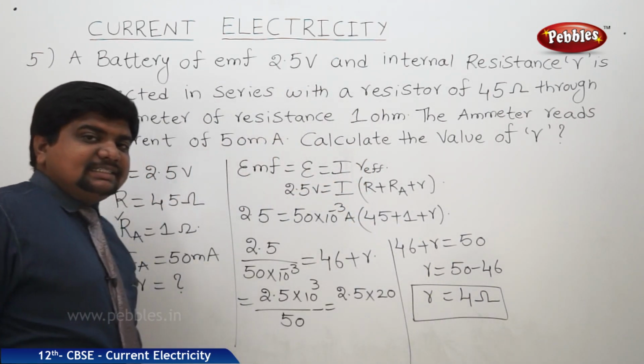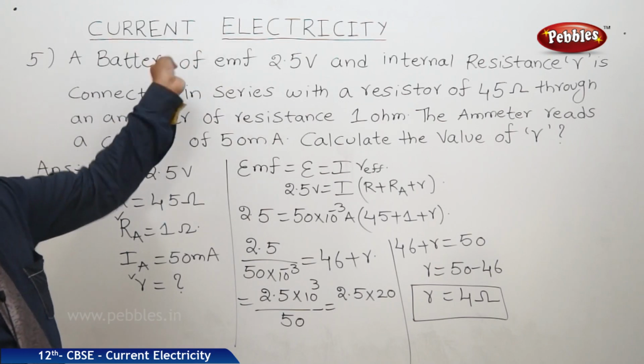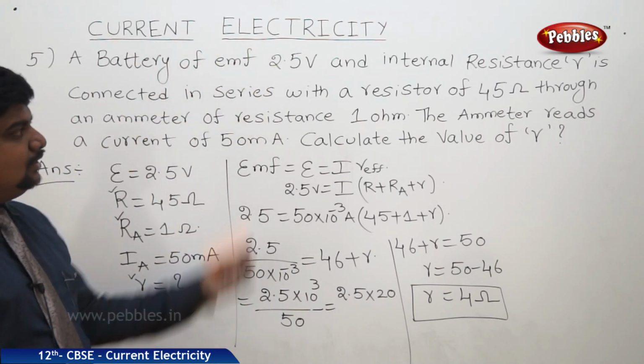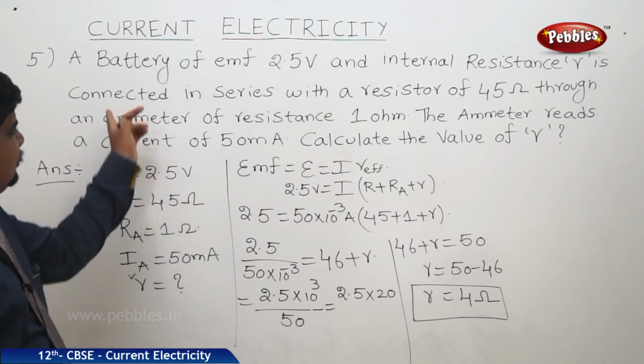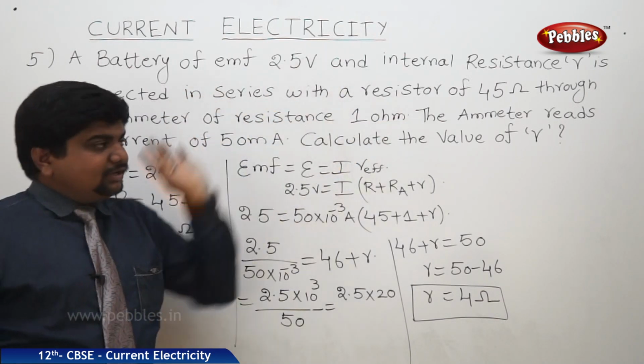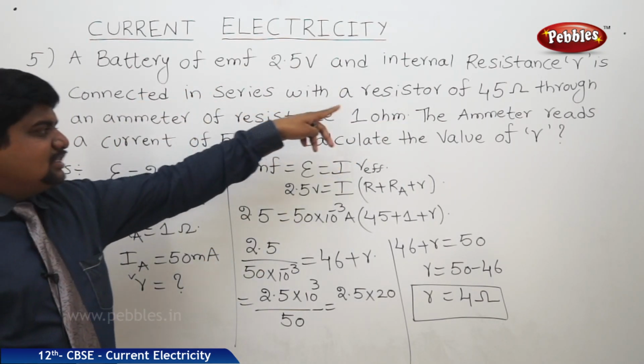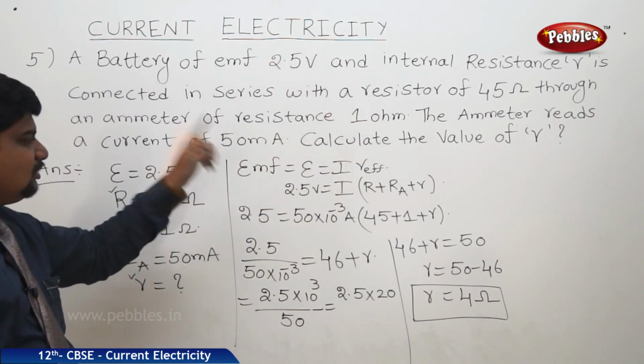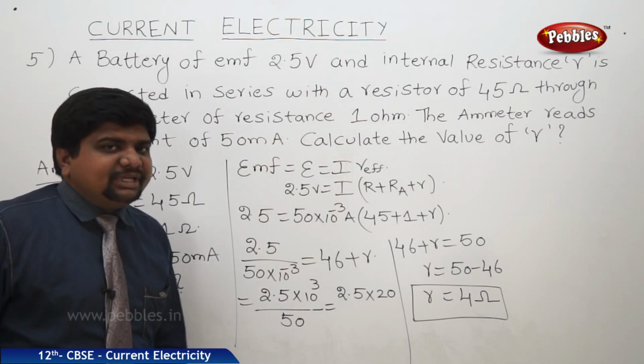So this is the internal resistance of the cell or battery of EMF 2.5 volts, which has internal resistance 4 ohms, which is connected in series with a resistor of 45 ohms through an ammeter of resistance 1 ohm. Then it draws the current of 50 milliamperes.